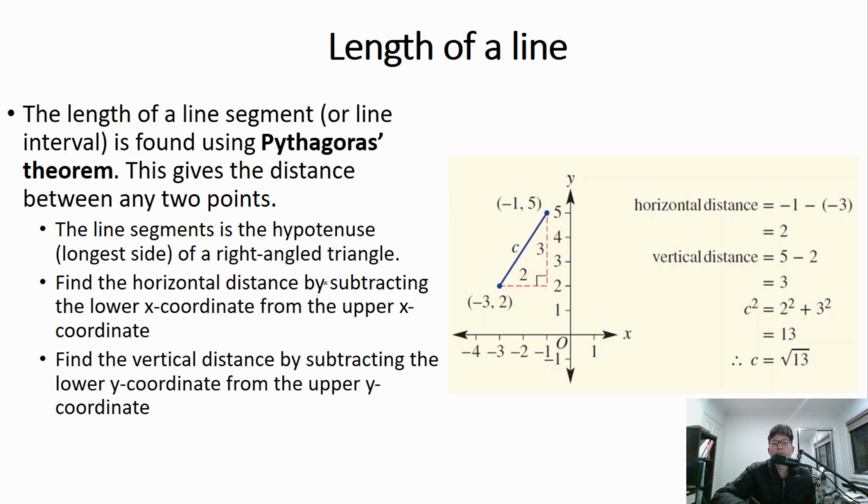Find the horizontal distance by subtracting the lower x coordinate from the upper x coordinate, so that's that one from that one, and find the vertical distance by subtracting the lower y coordinate, that one here, from the upper y coordinate, that one there. So overall, we would need to find the two lengths of that and that to give us the distance, or the length of the long hypotenuse there.